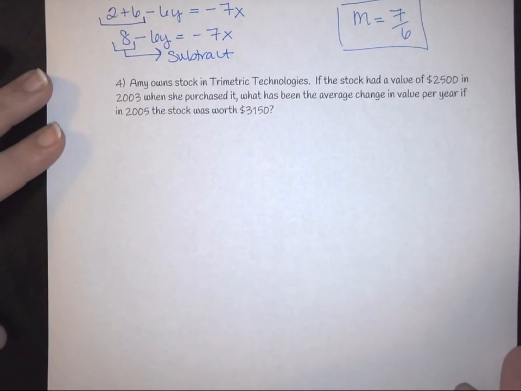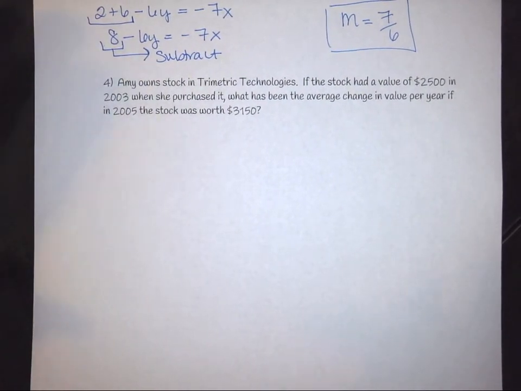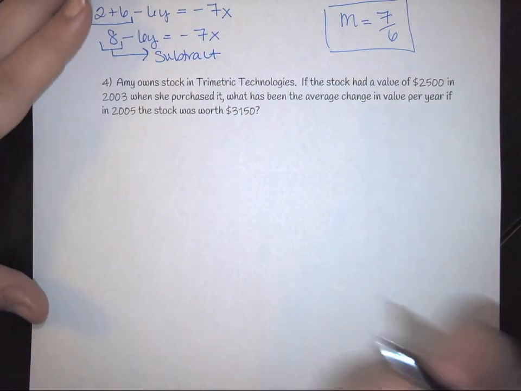The last one I wanted to look at is now more of a word problem. So it says that Amy owns stock in Trimetric Technologies. If the stock had a value of $2,500 in 2003 when she purchased it, what is the average change in value per year if in 2005 the stock was worth $3,150? So there's a couple things that you need to know.